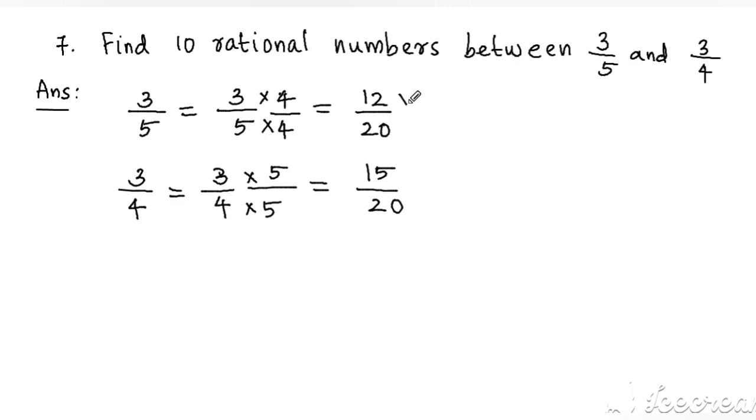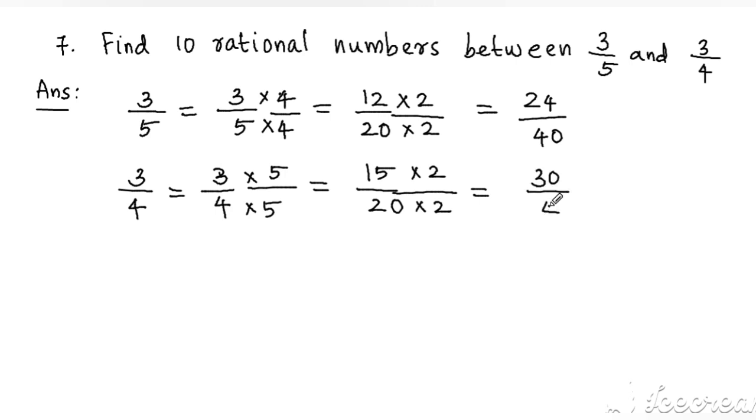Here you can see in between 12 and 15 there will be only 3 rational numbers, so this will not work. We need to find 10. So I am going to multiply by 2. You will obtain 24 by 40, and for 3 by 4, multiply by 2 and you will obtain 30 by 40. Then also you can see only 6 rational numbers are there, but we need to find 10.